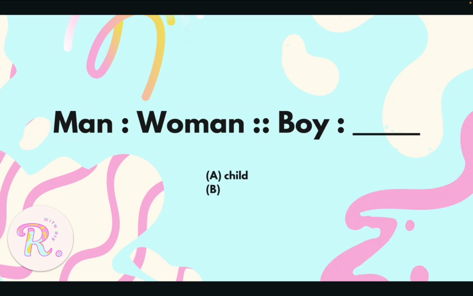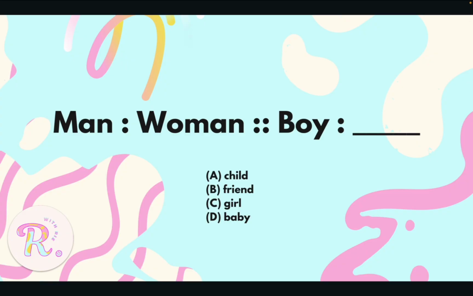So maybe you've come across analogies already in your English tests before in high school and even elementary, and this is what it looks like. It says here, man is to woman as boy is to blank. The choices are child, friend, girl, and baby. So in a blink of an eye, I would know that the answer would be girl. But for this video, let's dissect the steps on how to solve analogy questions.